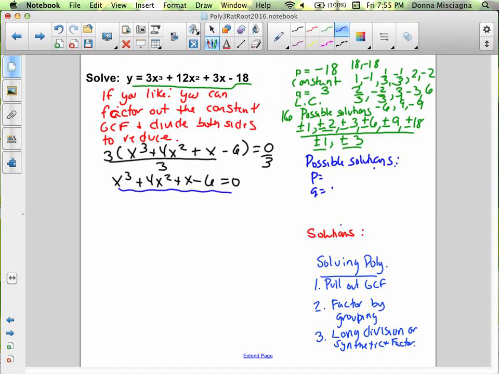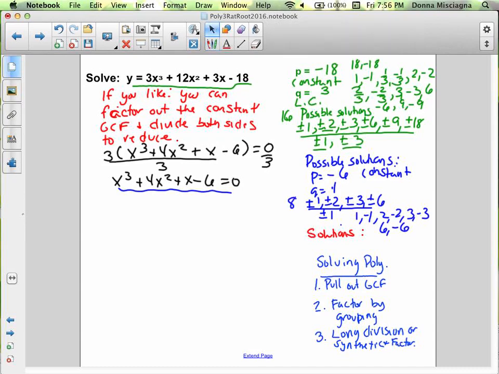All right, so now my P is negative 6. It's just the constant. And my Q is 1. So I'm going to have plus or minus the factors of 6, which are 1, 2, 3, and 6, and we're going to divide that by 1, which won't make any difference. So the possible solutions are 1, negative 1, 2, negative 2, 3, negative 3, 6, negative 6. I have 1, 2, 3, 4, 5, 6, 7, 8 solutions.